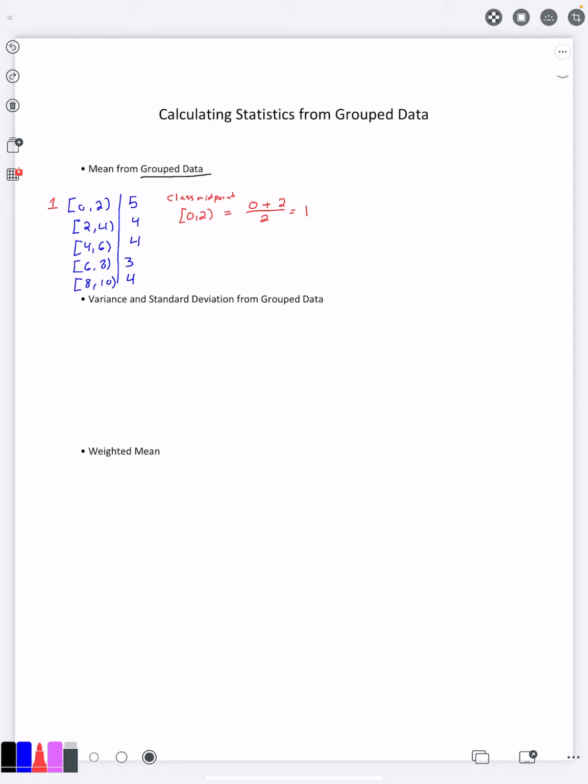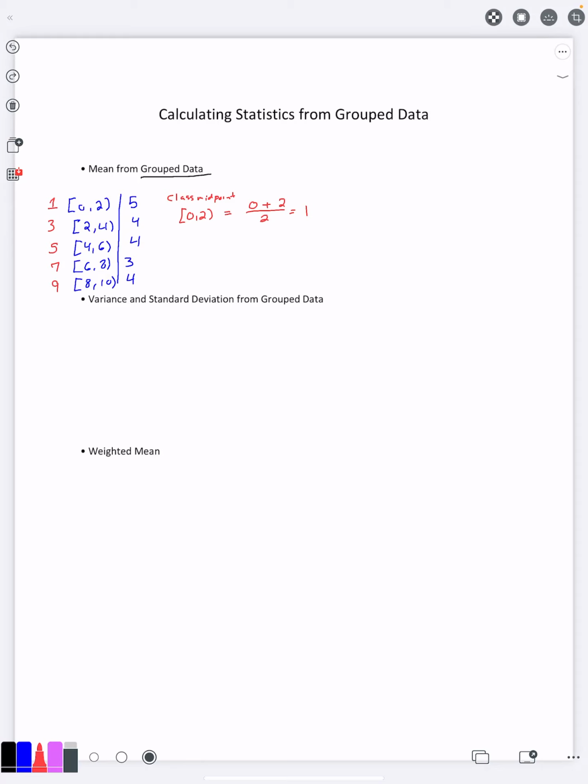If you repeat this, the class midpoint for 2 to 4 is going to be 3. 4 to 6 is 5. 6 to 8 is 7. 8 to 10 is 9. So those are your class midpoints. We're going to pretend that all of our data values for class 1 are the value 1, and all the data values for class 2 are 3. Again, this is not perfect, but we're going to pretend.